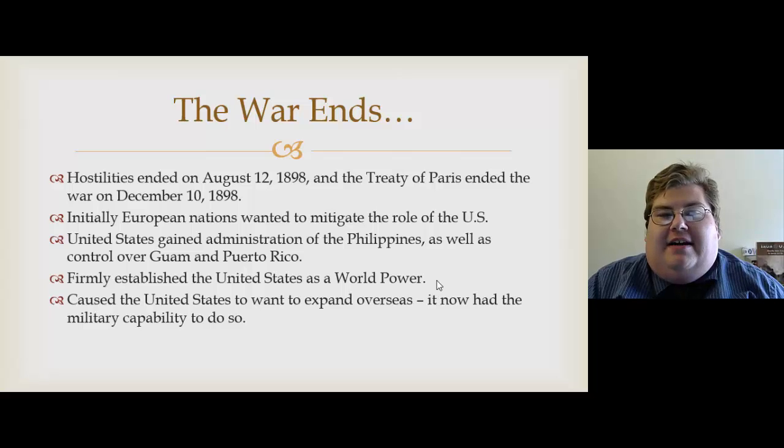But if we want to just round up the war, what we're going to see is on August 12, 1898, that's pretty much the end of hostilities. I mean, there's no more fighting. We're going to send stuff. We're going to take over Guam. We're going to take Puerto Rico.